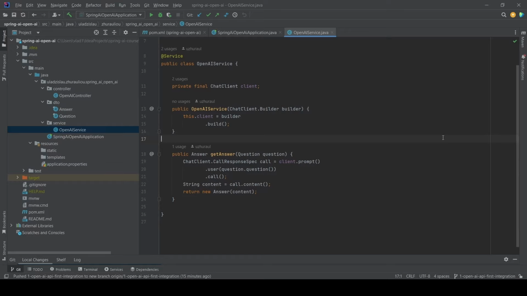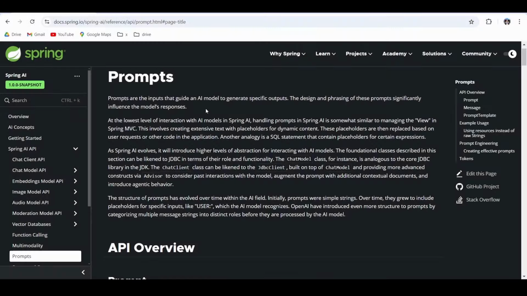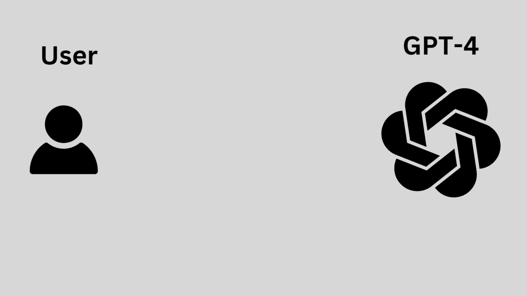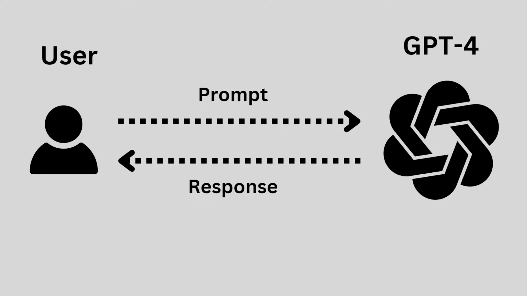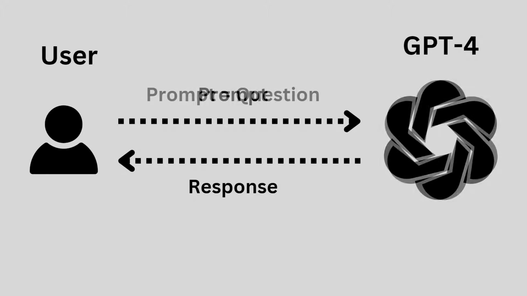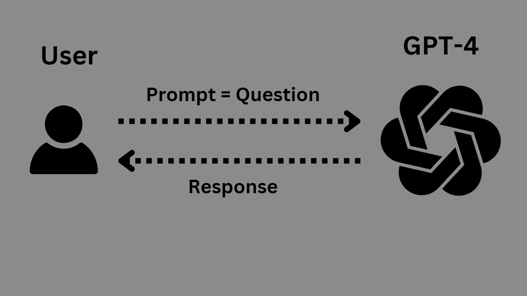Hello, in this video we are going to talk about prompts and messages. Okay, let's have a look at the prompt method. As you can see, it can accept something called a prompt. According to Spring AI, prompts are inputs that guide an AI model to generate specific outputs. The Prompt class functions as a container for a series of Message objects and request chat options. In the AI context, a prompt is text or instructions you give to an AI model to guide it on what response or output you want. So if we simplify it, a prompt is like your question to the AI.